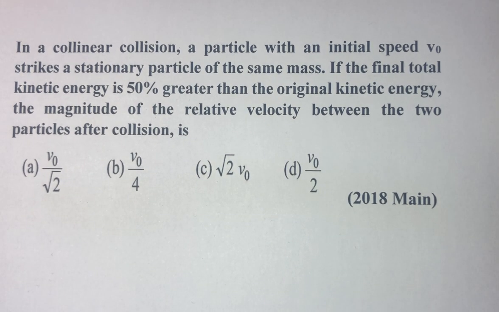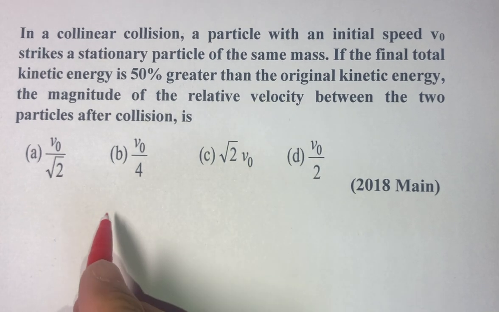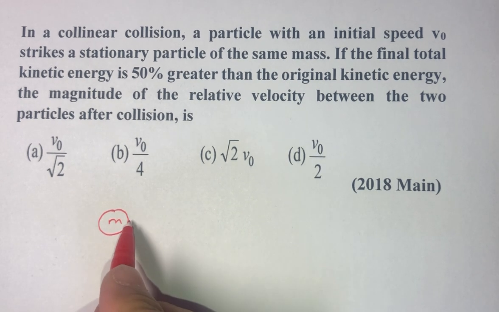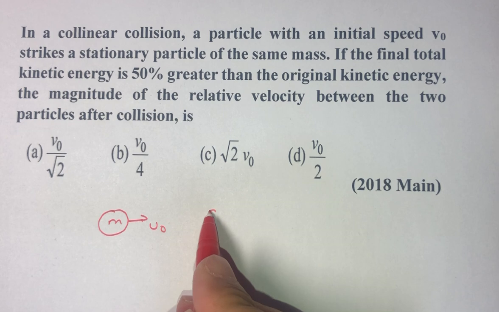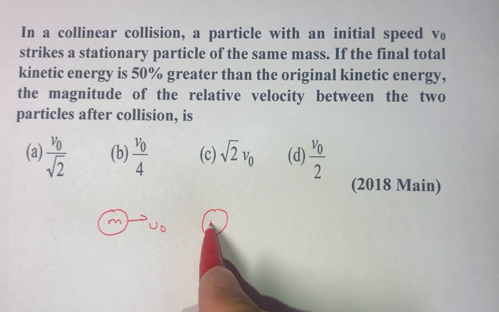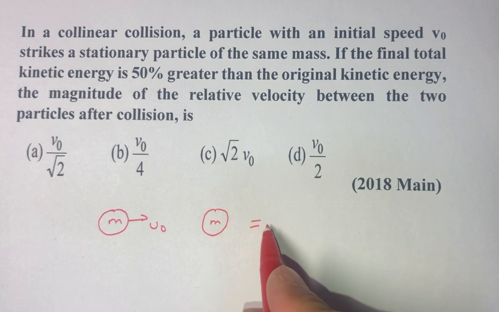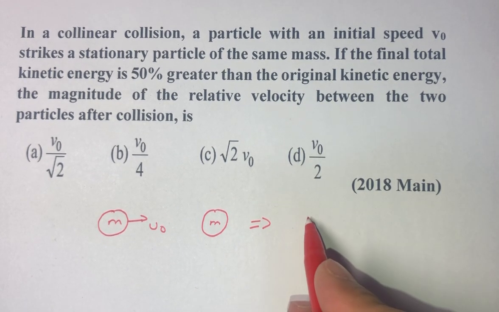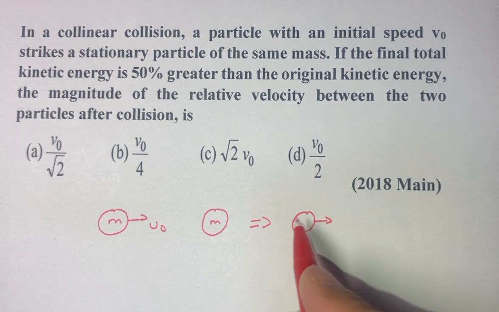So in this case, we are given two particles and both have the same mass. Let us suppose we see a particle 1 having mass m moving with the velocity v0. This is particle 2 having the same mass but its velocity is 0, and after collision they will be moving in the same direction.